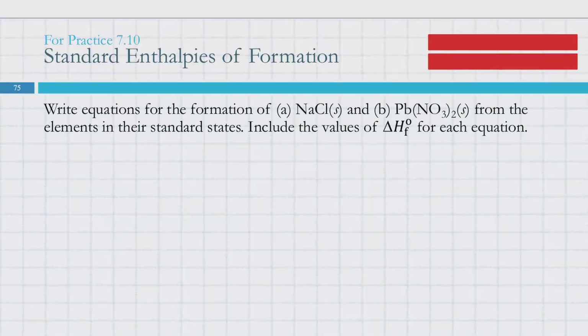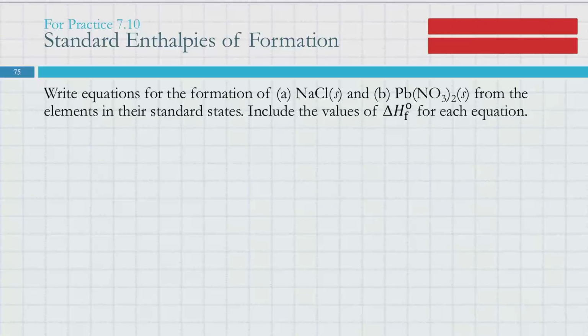Okay, so write some equations for the formation of sodium chloride as a solid and lead 2 nitrate as a solid from the elements in their standard states and indicate the standard enthalpy change of formation. So for our first one, for sodium chloride, the two elements that are going into sodium chloride are sodium and chlorine. And we're forming sodium chloride as a solid. So we could start with Na plus Cl goes to NaCl as a solid.